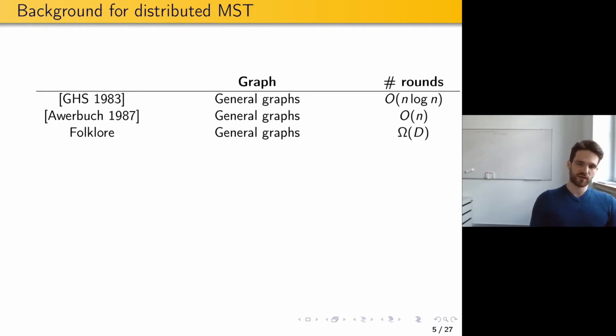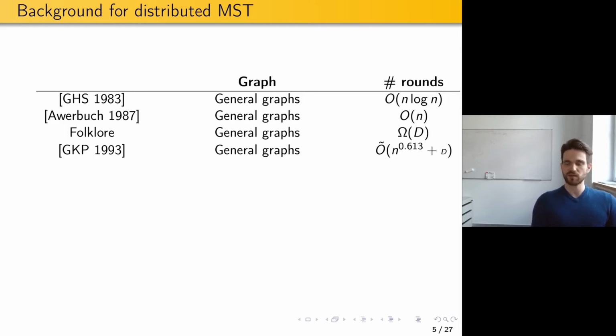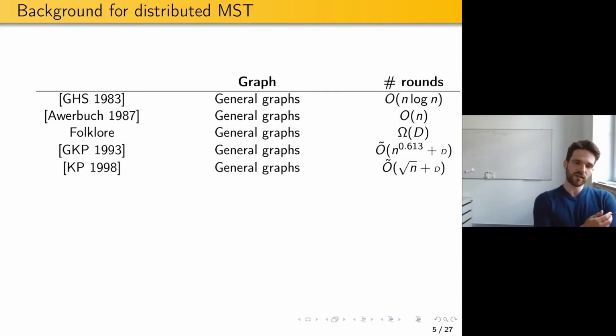Now, knowing that diameter is an important parameter, Garay, Kutten, and Peleg developed a more fine-grained algorithm for this setting that works in roughly n to the 0.613 plus diameter many rounds, where n is the number of nodes in the network. Clearly this is better than the optimal algorithm because now we parameterize by the diameter too. Here you should think of the diameter as the small number, and n to the 0.613 as much larger, because in a typical network of interest, the diameter is polylogarithmic, while n to the 0.613 will be huge. Furthermore, this was then improved by Kutten and Peleg to a square root n plus D algorithm that works on every graph.